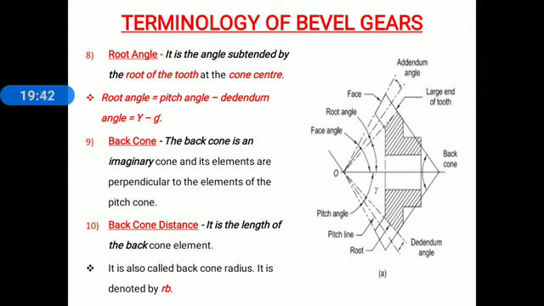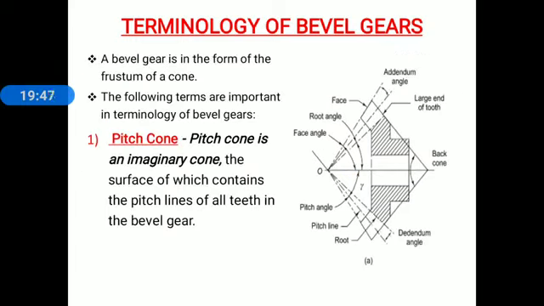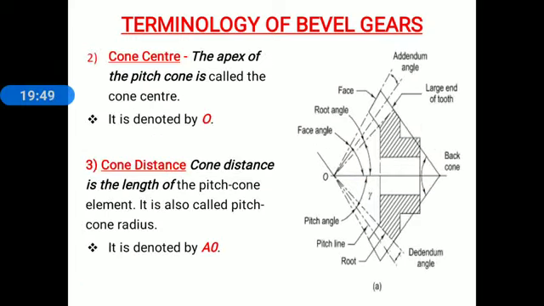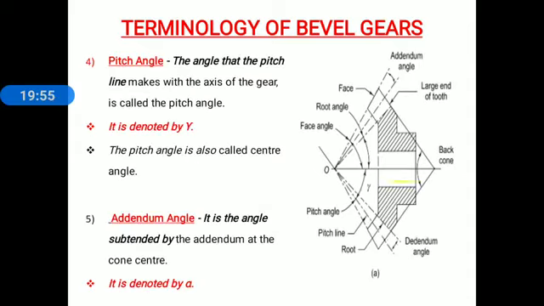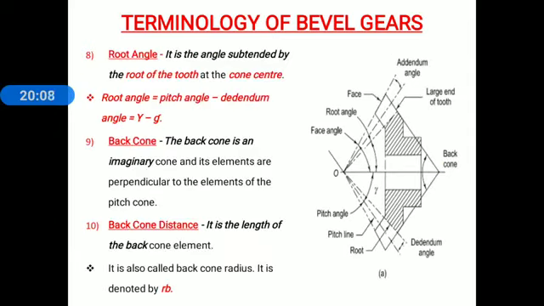Okay, these are the 10 important points in terminology. The first point is the pitch cone. Second, cone center, that is point O. Cone distance, A suffix O. Pitch angle, gamma. Addendum angle, alpha. Dedendum angle, delta. Face angle, sum of pitch angle and addendum angle, gamma plus alpha. Root angle, pitch angle minus dedendum angle, gamma minus delta.